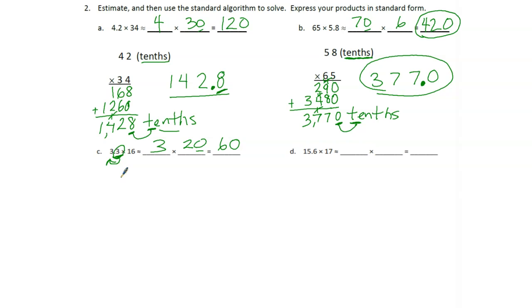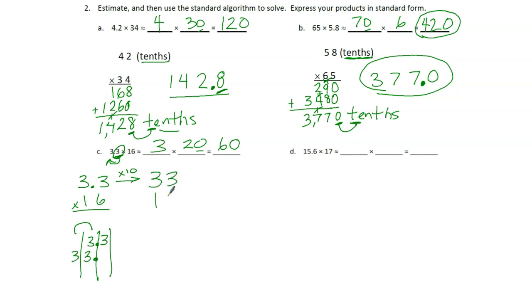All right, let's do the actual standard algorithm. 3.3 times 16. To get rid of my decimal, I need to multiply 3.3 times 10. Right? So now when I multiply 3.3 times 10, it is going to be equal to 33. Now I have 33 times 16. All right? Now keep in mind that we did multiply by 10. So at the end, when we have our product, we're going to have to divide by 10 to bring that decimal back. So let's go ahead and do the standard algorithm.